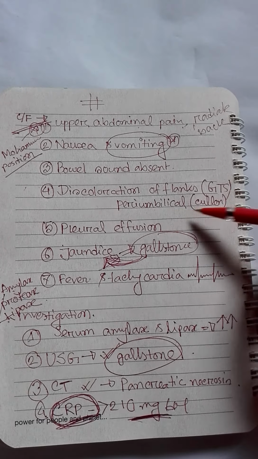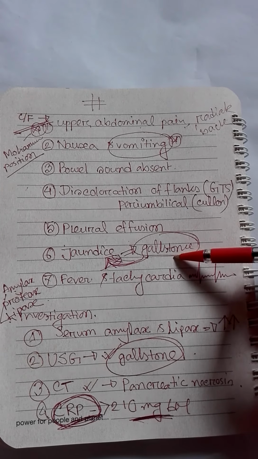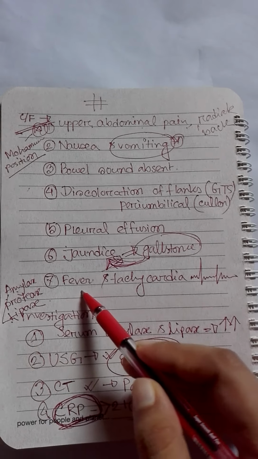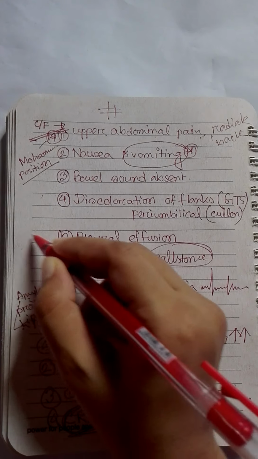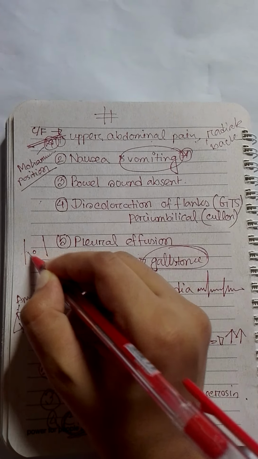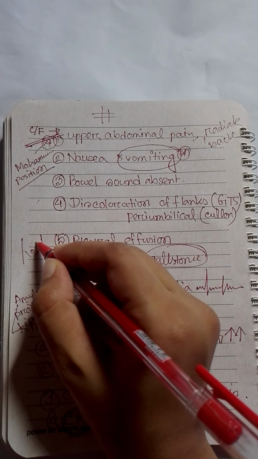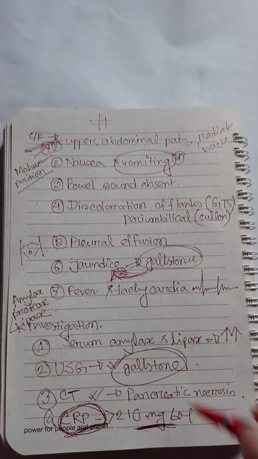discoloration of the flanks is called Grey Turner syndrome, and in the periumbilical region it is called Cullen syndrome. Pleural effusion, and jaundice caused by gallstone. If it is caused by gallstone, then jaundice may be found with fever and tachycardia. This is one's abdomen, this is the umbilicus. In the periumbilical region, it is Cullen syndrome. If it is in the flanks, then it is called Grey Turner syndrome.